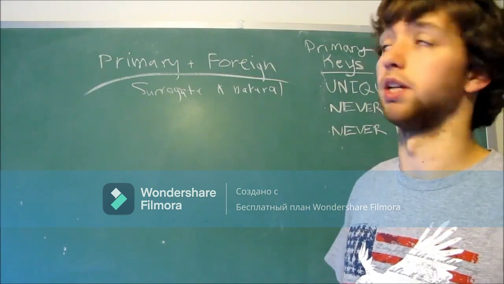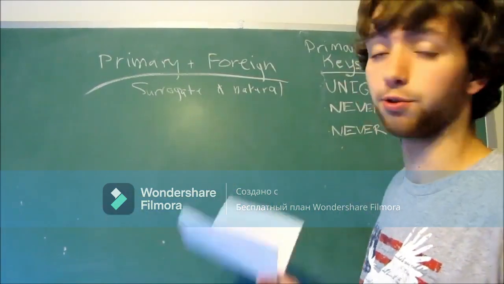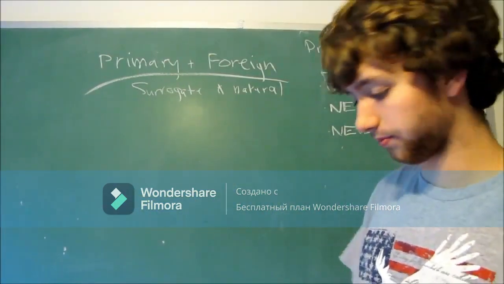So you guys kind of follow what I mean. Surrogate keys, random numbers; natural keys, already in the table. Boom. Simple. Alright.